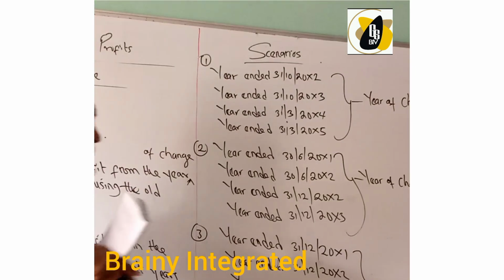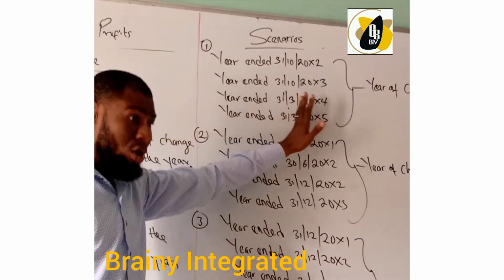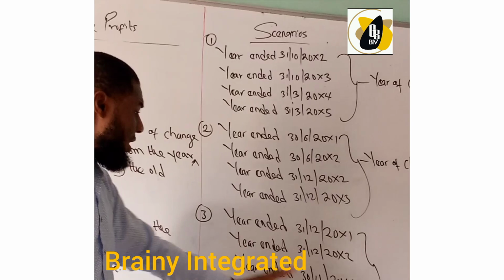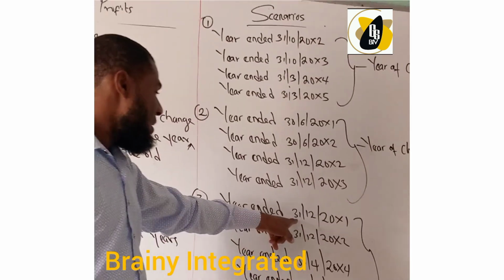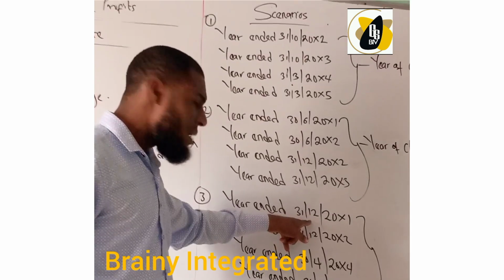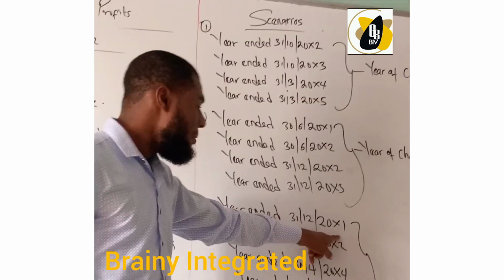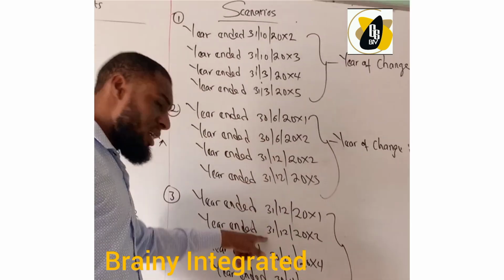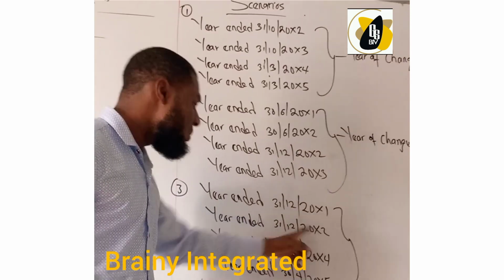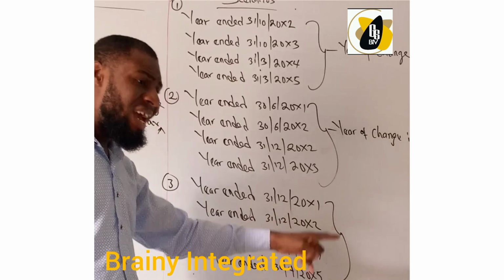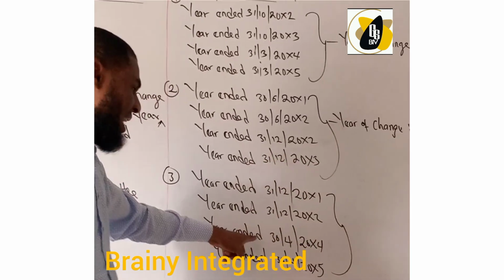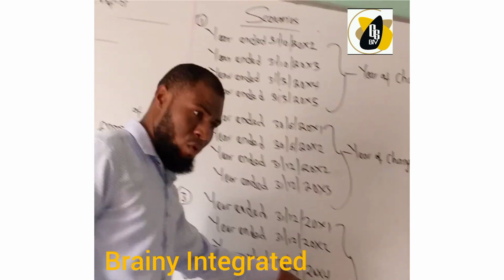There are 3 different scenarios. Scenario 1, we saw what happened. Scenario 2, we saw what happened. Now scenario 3. In scenario 3 now, let's watch. The year end is 31st December 20x1. Meaning the next year end should be what? 31st December 20x2. The next year end should have been what? 31st December 20x3. But what we are seeing here is 30th April 20x4.